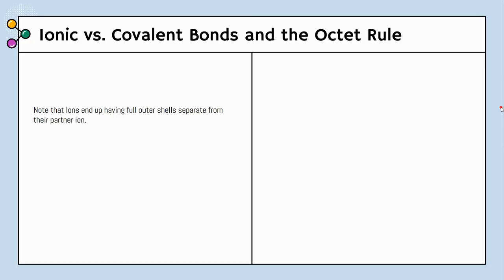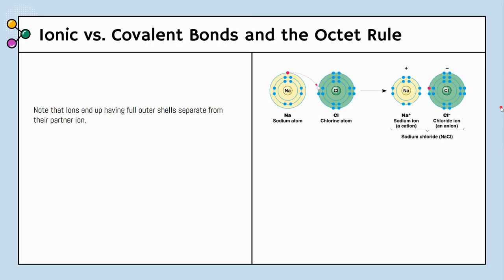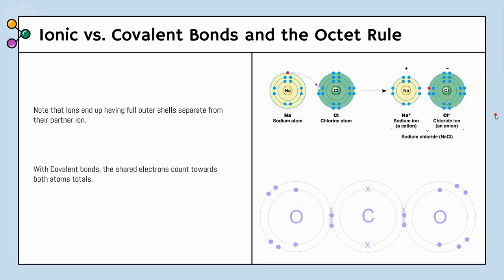So when it comes to ionic and covalent bonds and that octet rule, notice that in ionic compounds, each atom has an individual full outer shell. In this case of sodium and chlorine, each atom has its own outer shell, sodium right here and chlorine right here. However, in covalent bonds, those shared electrons count towards both atoms' totals.